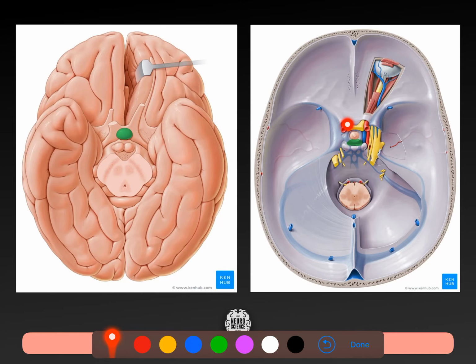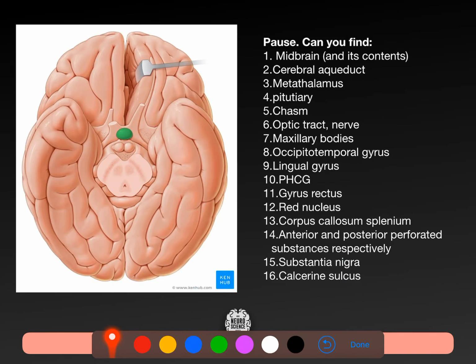But you've got the optic chiasm and the optic nerves here. So, pause. Can you identify these structures? For example, that should be mammillary bodies, not maxillary. Mammillary bodies, which I'll give you for free, are here and here. And you know now that they represent that posterior portion of those hypothalamic nuclei.